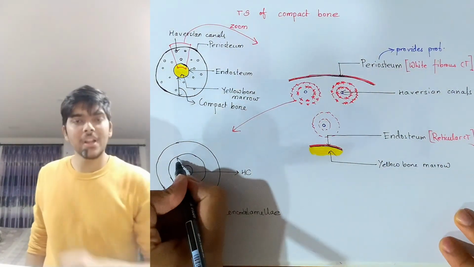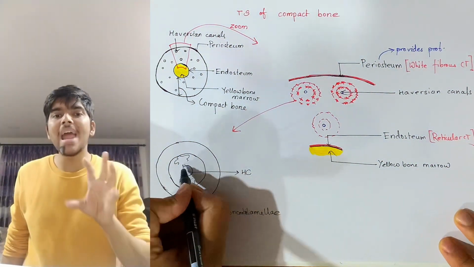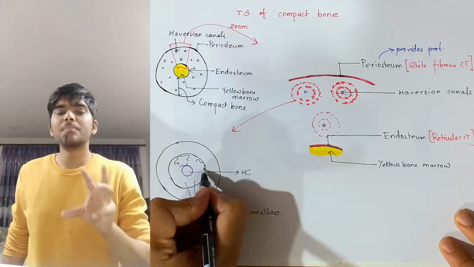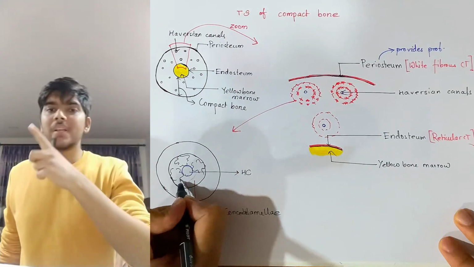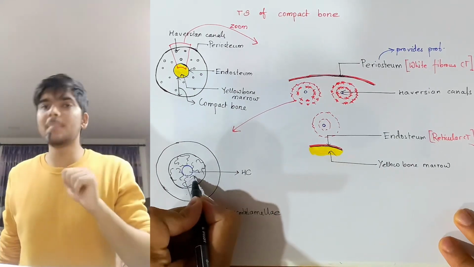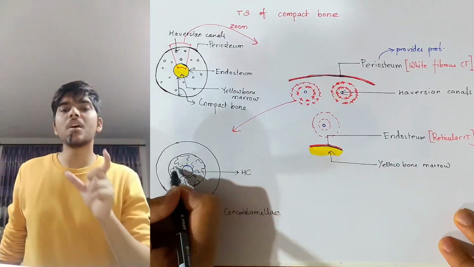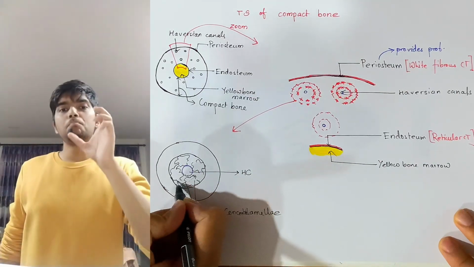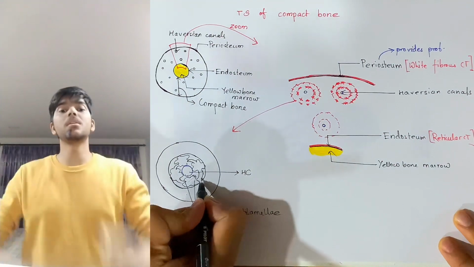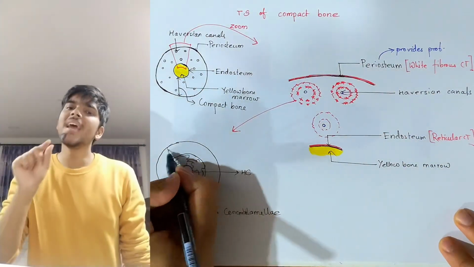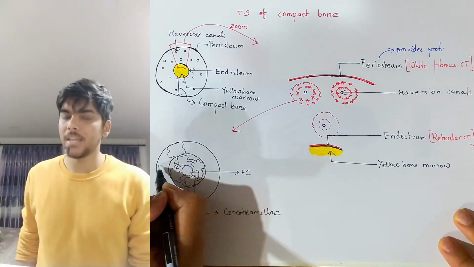Inside each concentric lamella, there's presence of empty spaces. These empty spaces are irregular in shape. There are several empty spaces in a particular concentric lamella. And these irregular empty spaces are connected to one another with the help of a thinner canal, which is known as canaliculi.